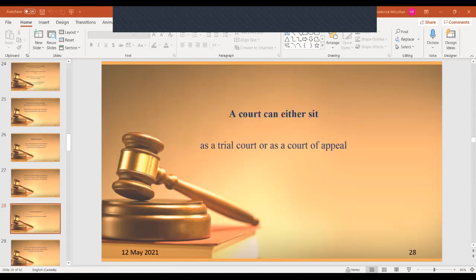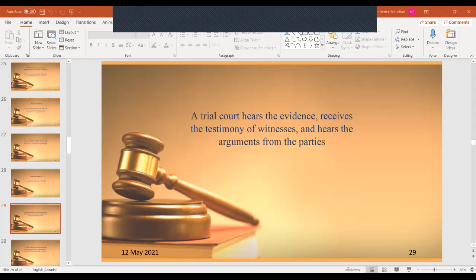Okay. A court itself can either sit as a trial court or a court of appeal. So, the vast majority of courts sit as trial courts, right? It's very, very few that actually are heard on appeal. So that's the difference there. So what the trial court does is it hears evidence, it receives the testimony of witnesses, and hears the arguments of the parties, right? And that applies both to criminal and civil matters.